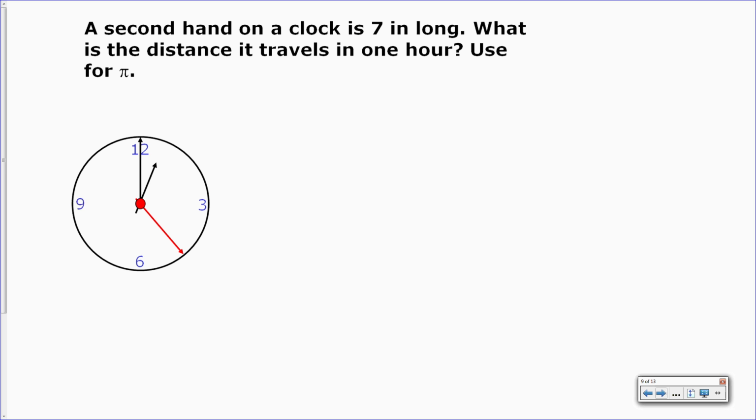All right, let's look at a clock. A clock is a circle. It says the second hand of a clock is 7 inches long.